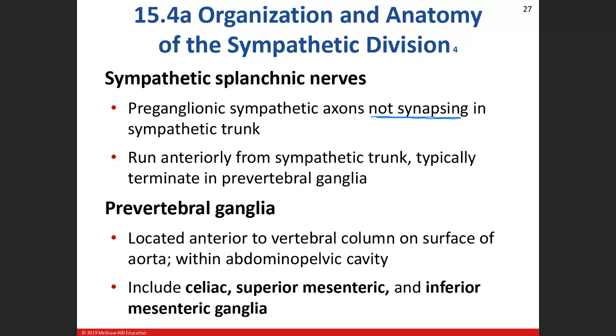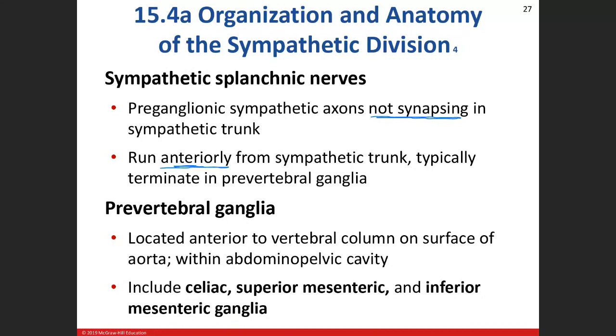That means that the preganglionic neuron, remember in the motor aspect of the autonomic nervous system you have two lower motor neurons, the preganglionic motor neuron and then the postganglionic motor neuron, also known as the ganglionic neuron. In this case, the preganglionic neuron exits the spinal cord through the spinal nerve, enters the sympathetic trunk, but does not synapse there. It shoots right through the sympathetic trunk and exits anteriorly.